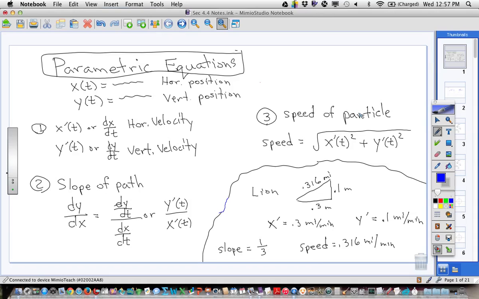Okay? So I hope in looking back on the Lion and the Ranger, you see all these different elements of the problem. And they all involve the derivative. And they all come from these original x and y equations. All right. So now we've got to just get comfortable using those.